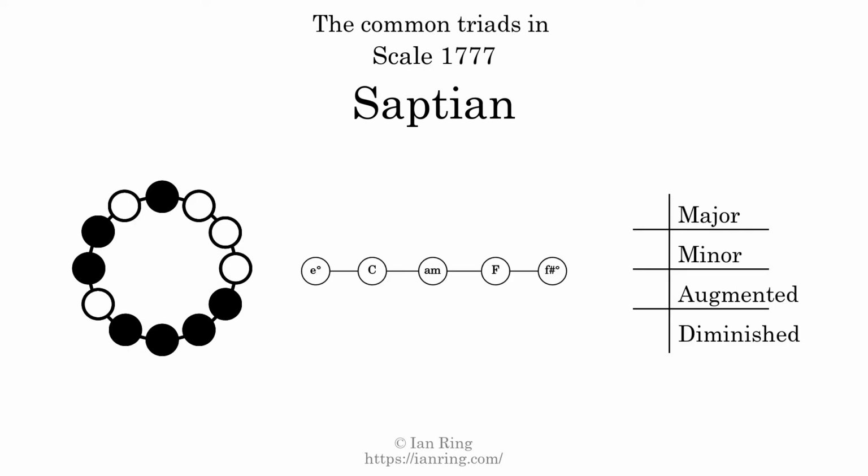Here are the common triads present in this scale. The diagram in the center is a graph of parsimonious voice leading between triads. There are 2 major triads. There is 1 minor triad. There are no augmented triads. There are 2 diminished triads. Here is a Hamiltonian path of parsimonious voice leading that uses all the triads.